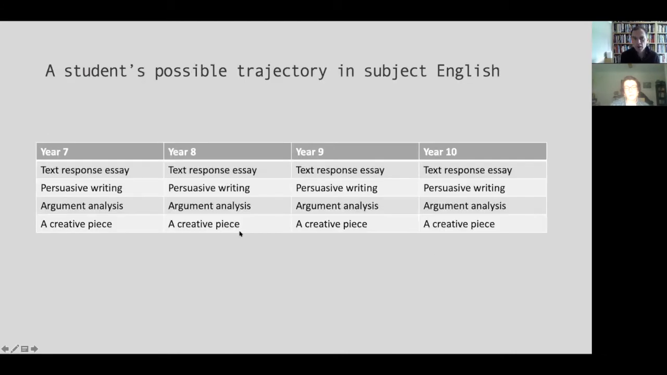Here's one possible way of thinking about a student's trajectory through subject English in a high school. In year 7, 8, 9 and 10, if we looked at the kinds of texts that students were producing and engaging with across their high school careers, it might be that this is how it works for a lot of students.